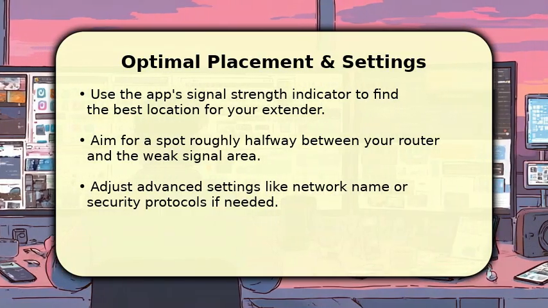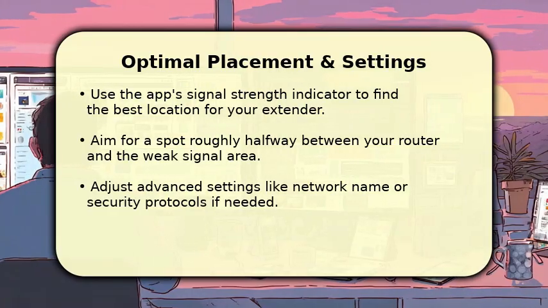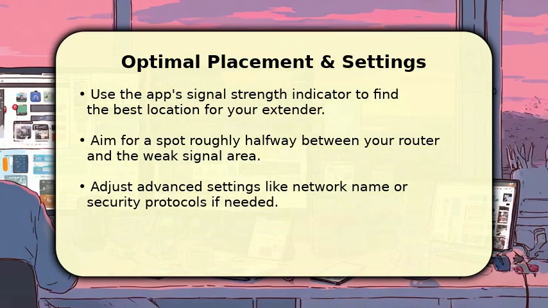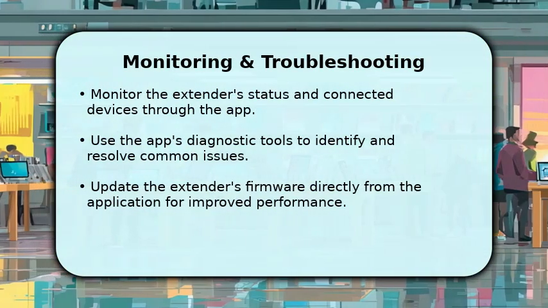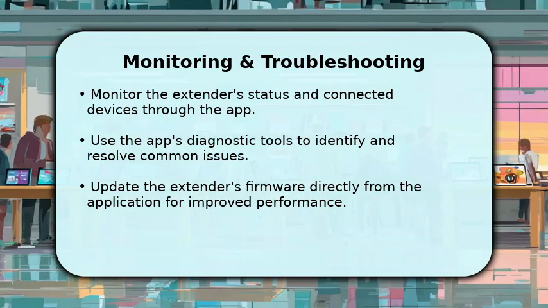You can also use the app to adjust advanced settings, such as changing the extended network's name or updating security protocols for enhanced protection. The app also allows you to continuously monitor your extender's status and view all connected devices.